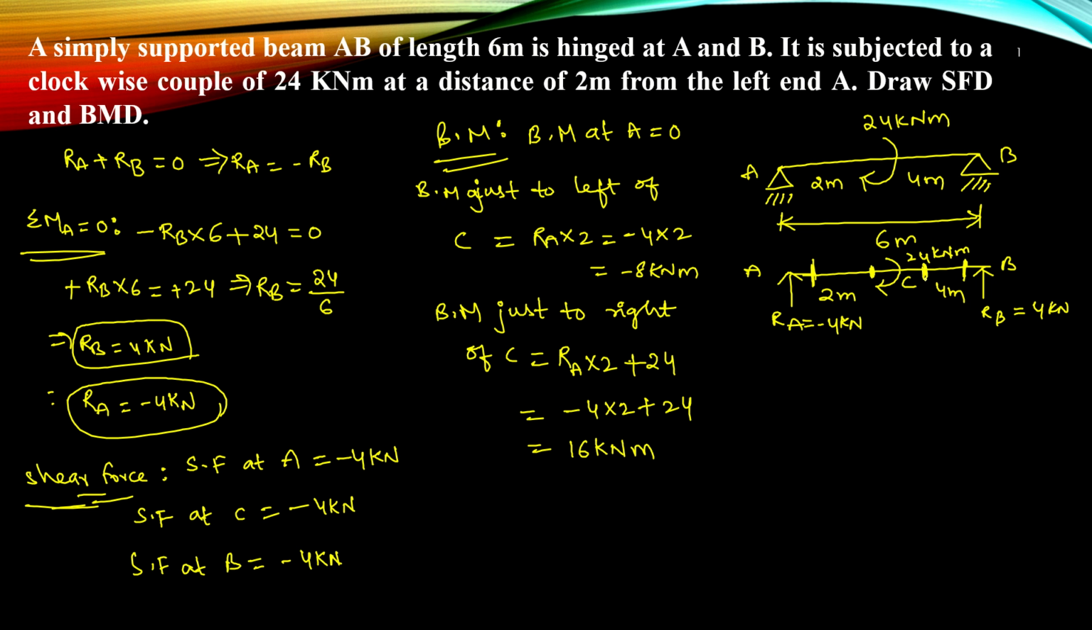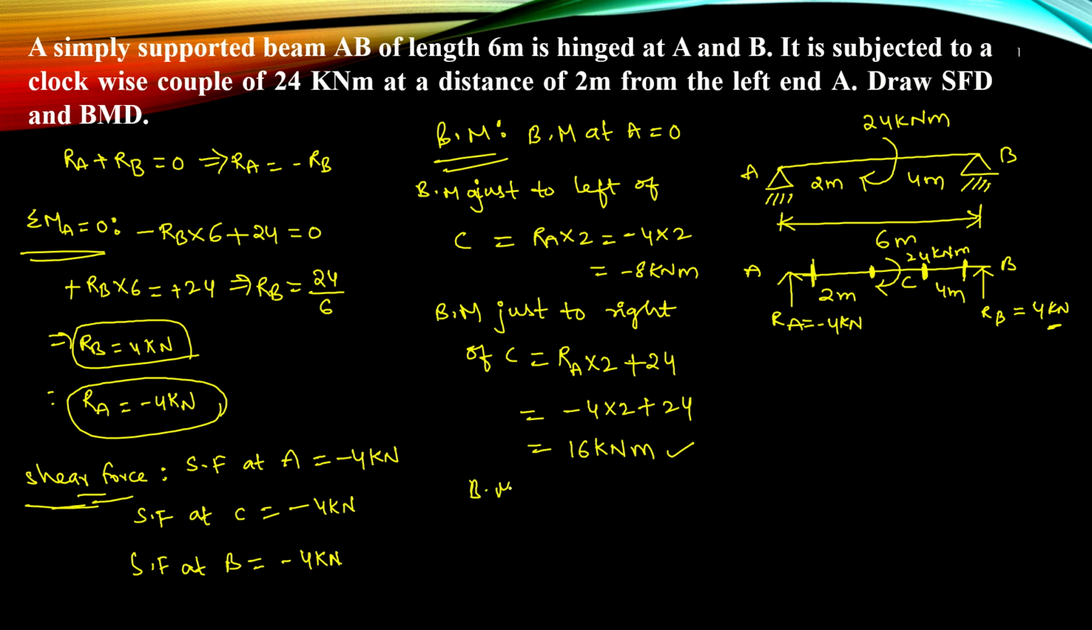If you want, you can also see here. Let's say we are at right of C now. So towards right of C, I calculated from the left side. If you want, you can calculate from the right side. Either towards right or left, you can calculate, right? So if you see towards the right side, RB is acting upward. It will try to create a positive bending moment. So RB value is 4, into perpendicular distance 4. So 4 into 4, 16. So we got it correct. Okay.